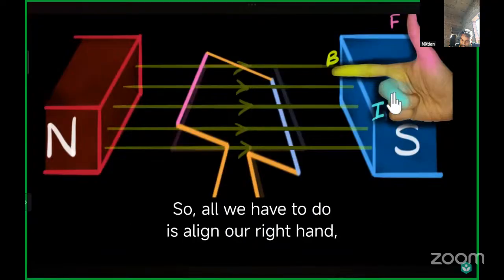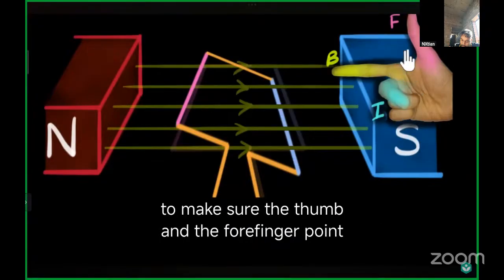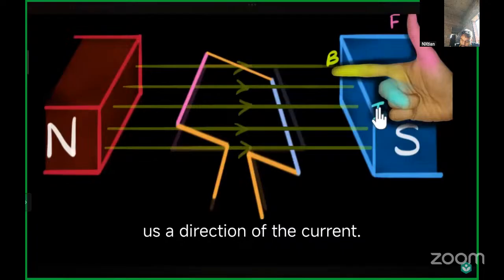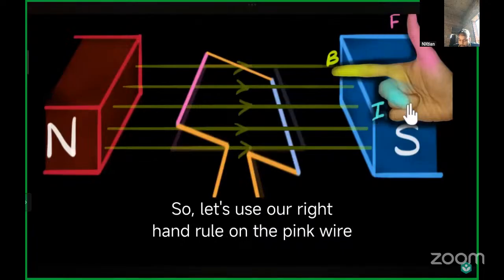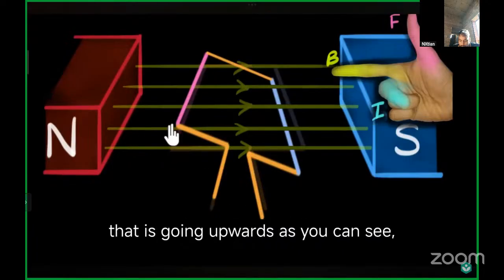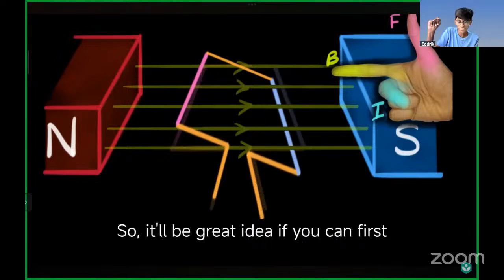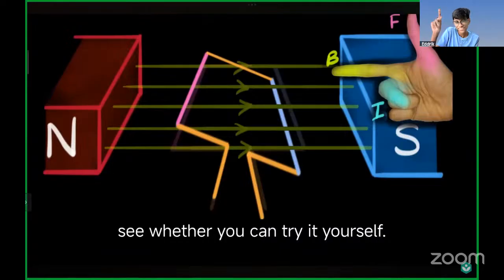So all we have to do is align our right hand to make sure the thumb and the forefinger point in the direction of the motion and the magnetic field. Then the middle finger will give us the direction of the current. So let's use our right-hand rule on the pink wire that is going upwards, as you can see, and on the blue wire that is moving downwards. So it'll be a great idea if you can first see whether you can try it yourself.